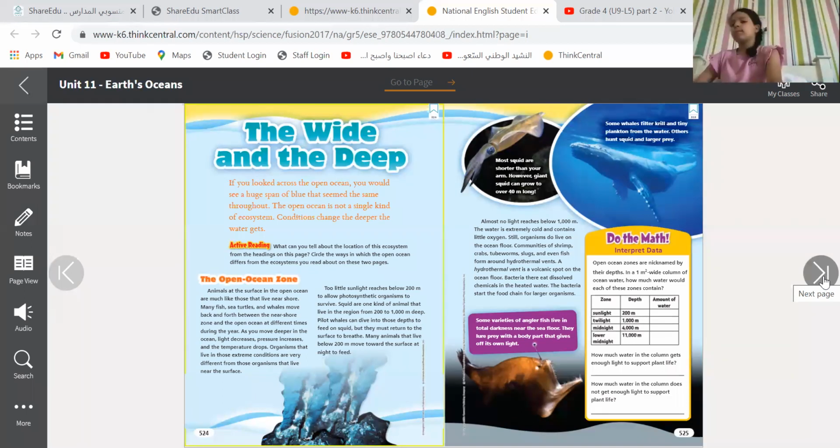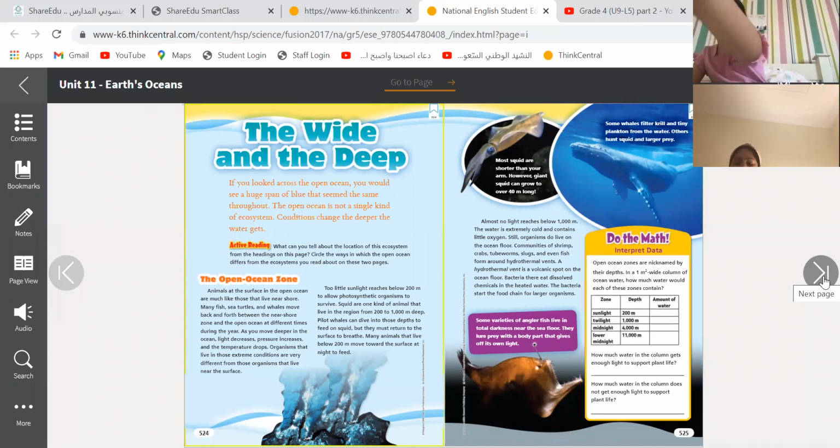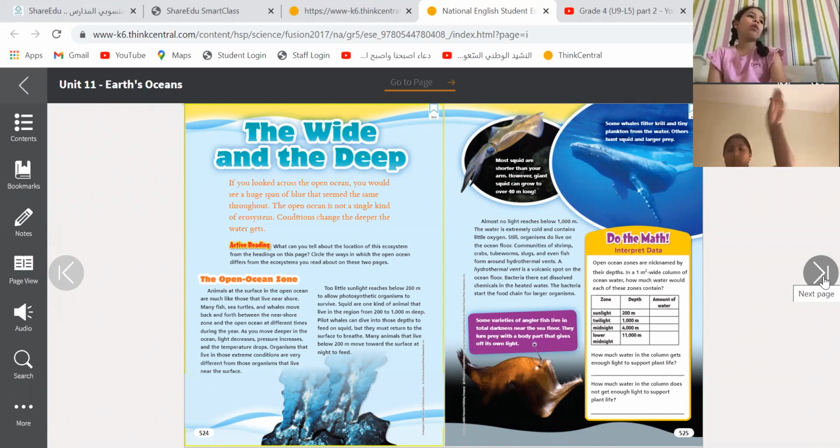What about sunlight? Is there any sunlight, or is it few? It's little, not really. Too little sunlight reaches below 200 meters to allow photosynthesis, so organisms cannot survive. So can you find plants deep down there, below 200 meters? Not really. Why? Because they need sunlight, and deep down they don't really have sunlight.